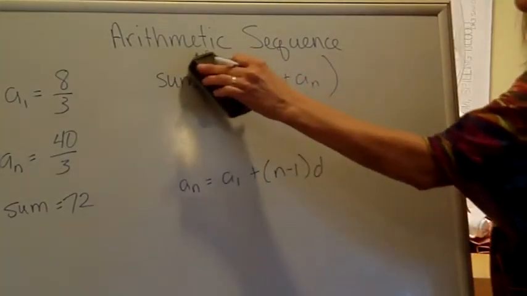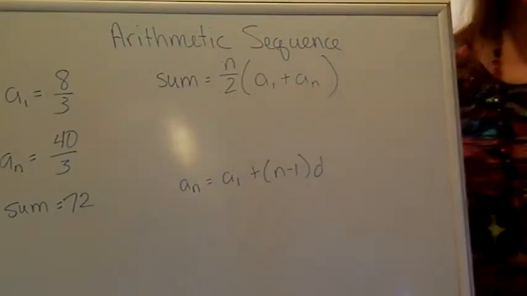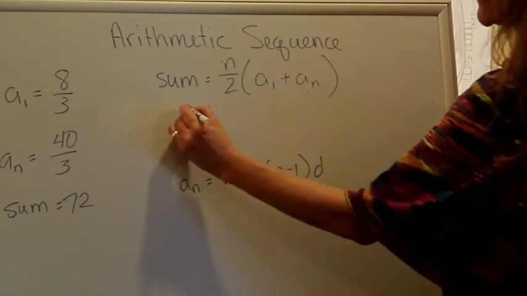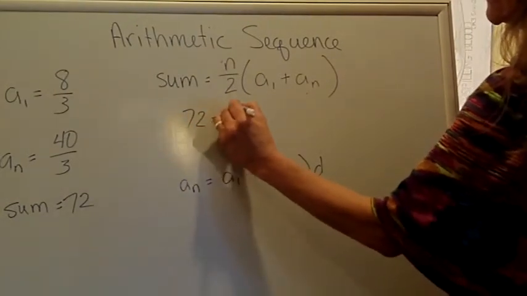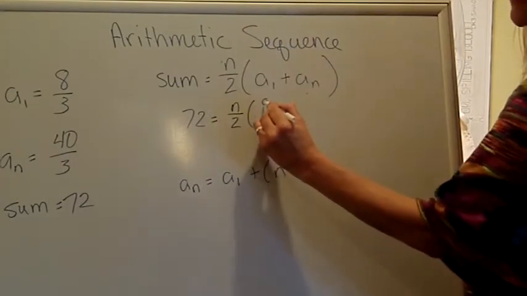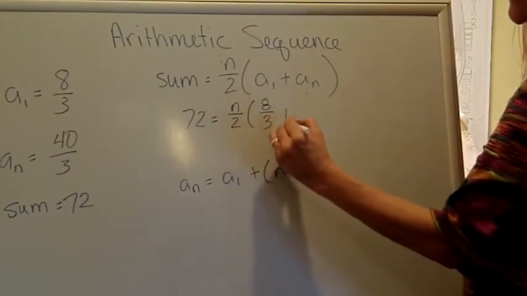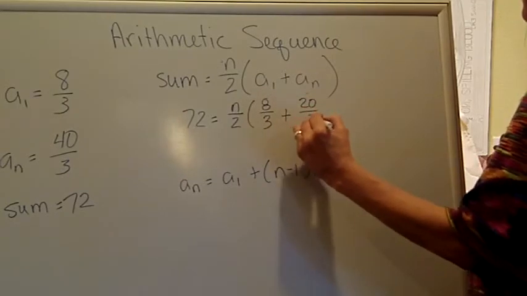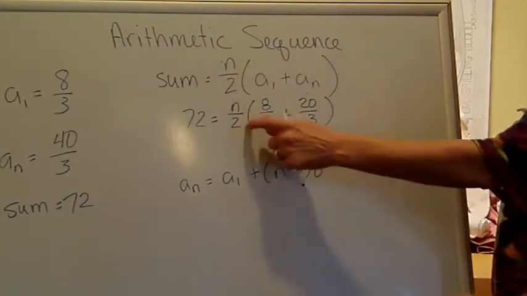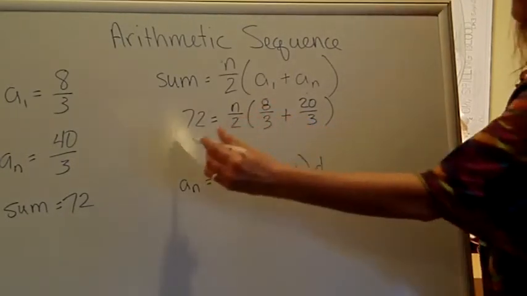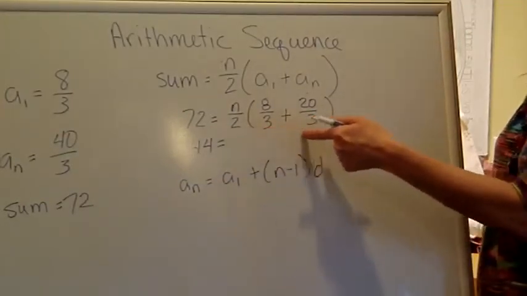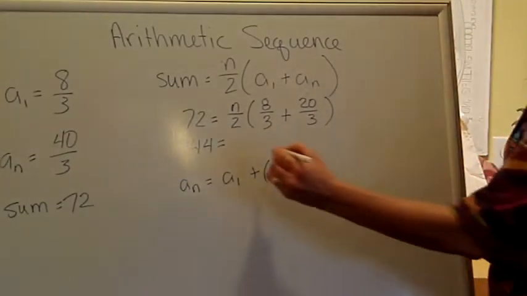So this is what we're going to do. We don't know how many terms are in the sequence yet. We need to figure that out. So we're going to do 72 equals n divided by 2. A sub 1 is 8/3. That's your first term. This is your last term. First thing I'm going to do is multiply the other side by 2 to get rid of this. So I get 144 equals, then I'm going to add these two, 28/3.